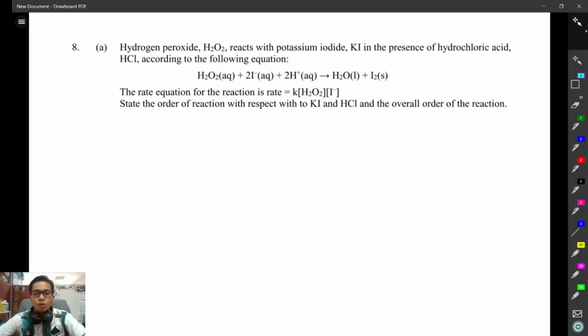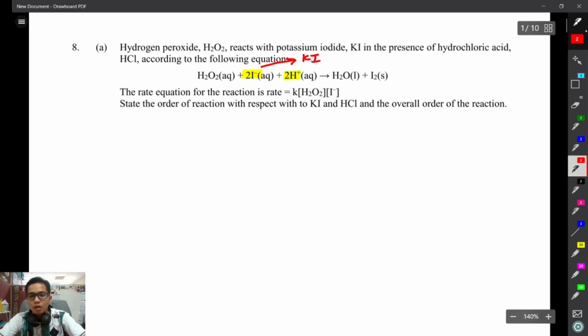And then the rate equation for the reaction is rate equal to k concentration of H2O2 times I minus. Okay. Then if you look at the statement, it says H2O2 reacts with potassium iodide and HCl. However, in the chemical equation given, there are no KI or HCl, but instead they put I minus and H plus. So basically, this I minus is referring to KI, while H plus is referring to HCl.